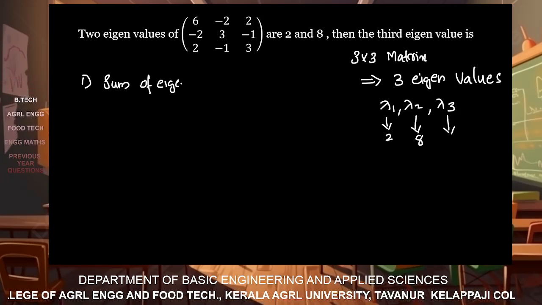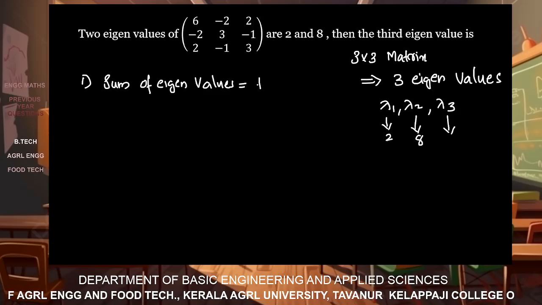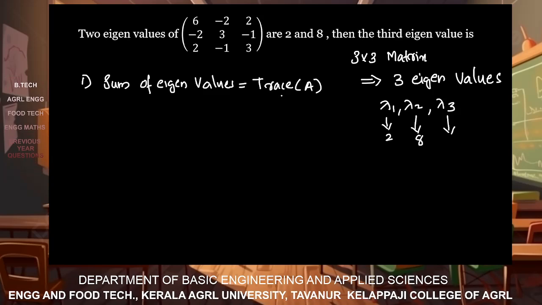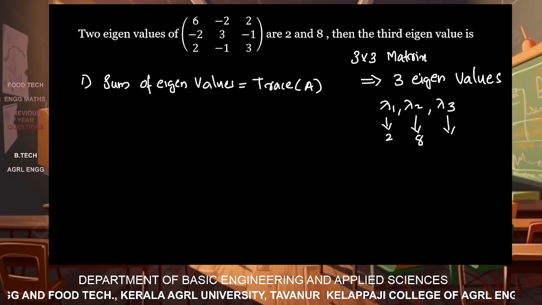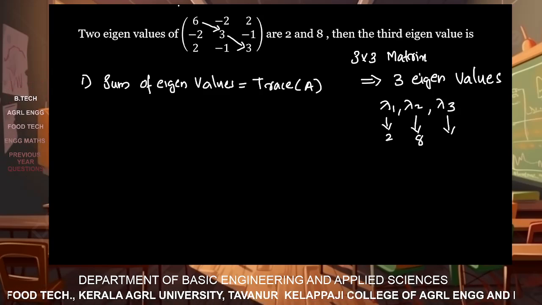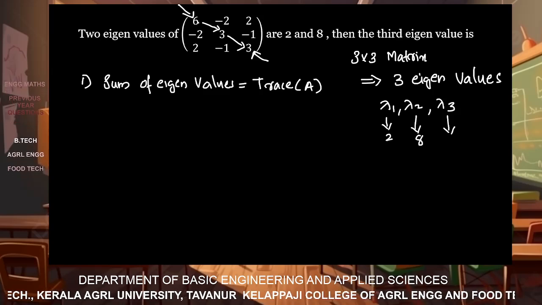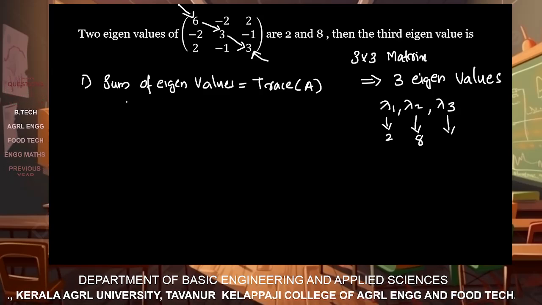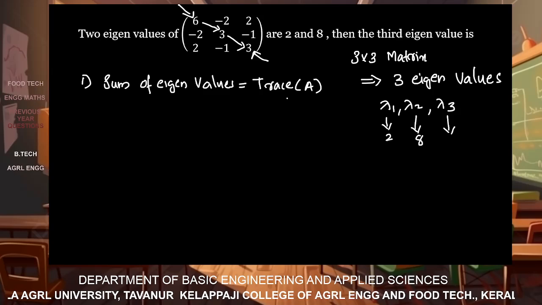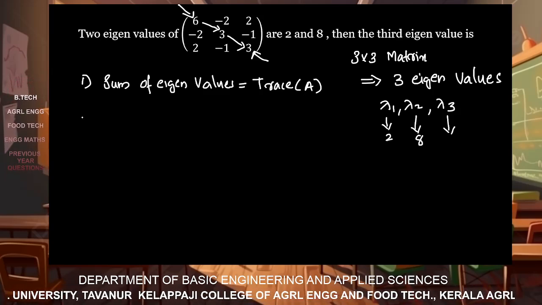Sum of eigenvalues is the same as the trace of the matrix. So what about the trace of the matrix? Trace of the matrix is nothing but the sum of the principal diagonal entries. This particular diagonal is known as the principal diagonal. The sum of the principal diagonal entries is known as the trace, and that will be the same as the sum of eigenvalues.